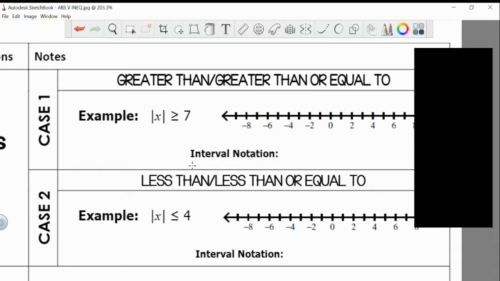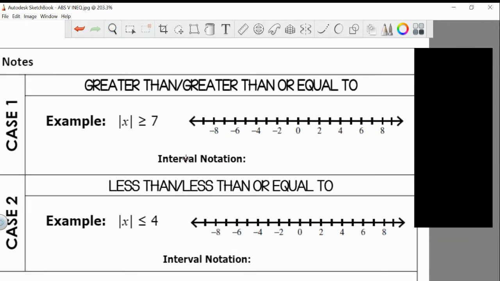If the absolute value is greater than or equal to 7, okay, well, that means that any value from here on should work, right? 8 should work, 9 should work, 10 should work, 11 should work, and 7 should work as well because they were allowed to be equal to 7. Also, 7.5 should work, 8.5 should work, 9.5 should work, right? Every single thing starting at 7 and to the right of 7 is included.